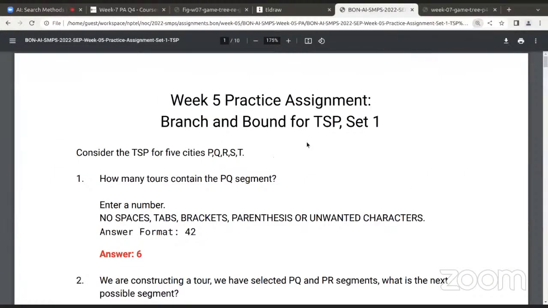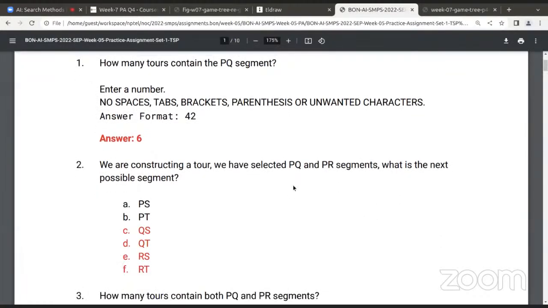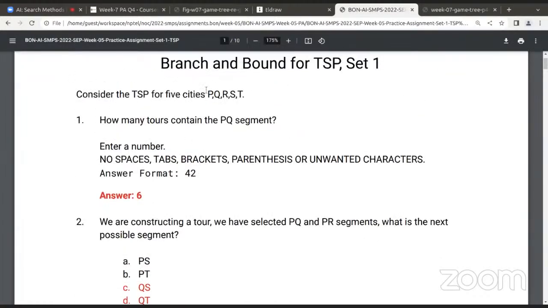Now tell me, let's go through this. How many tours contain the PQ segment? How many cities are given? 5 cities are given. If I have 5 cities, how many tours are possible? What is a tour in the first place? Like a combination of A and B, so n square minus n. You said n square? No, I was referring to a different thing.